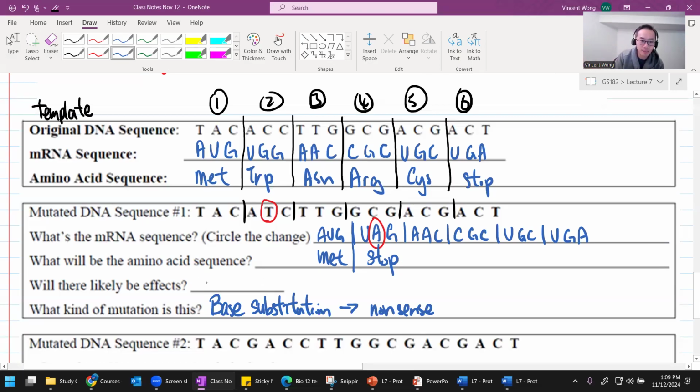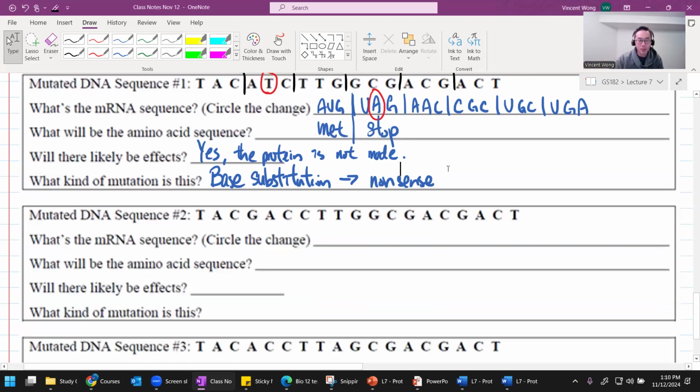So yes, the protein is not made, right? You're basically not making the protein. So loss of function. If this was a red light, if this was a tumor suppressor gene, then you're going to lose the red light. Hopefully you have a backup that's still working and it will be fine. But that's how the concepts are connected together, right?